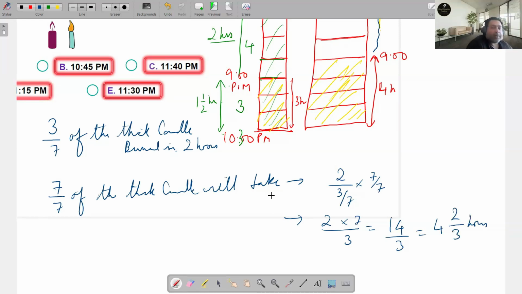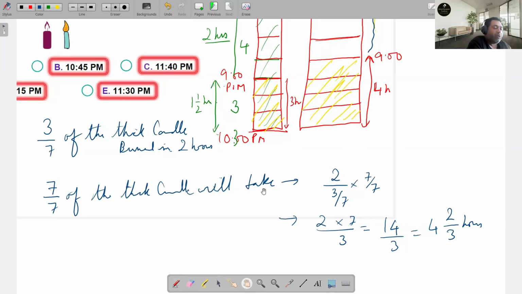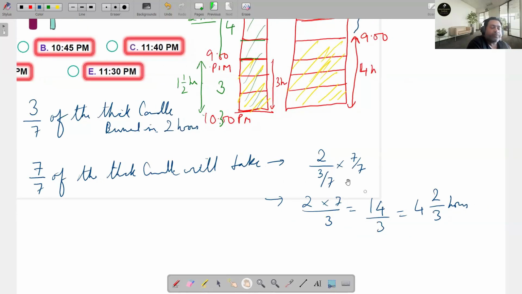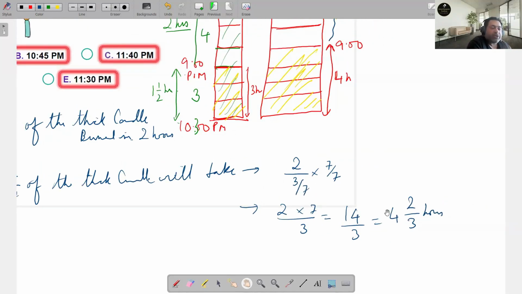7/7 from the beginning, correct? Because we are not considering the remaining 4/7. If we consider that also, then we need to add that time from 9 p.m. But since we are considering from 7 p.m. directly, we'll calculate the time from the beginning. So to burn the whole candle, how much time will it take? To burn 3 parts, it took 2 hours. So to burn 7 parts, it will take 2/3 into 7, which is 4 whole 2 upon 3 hours.